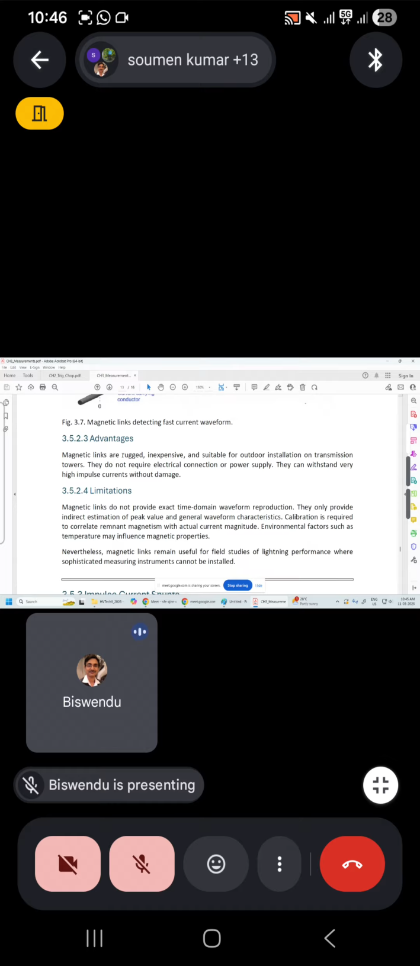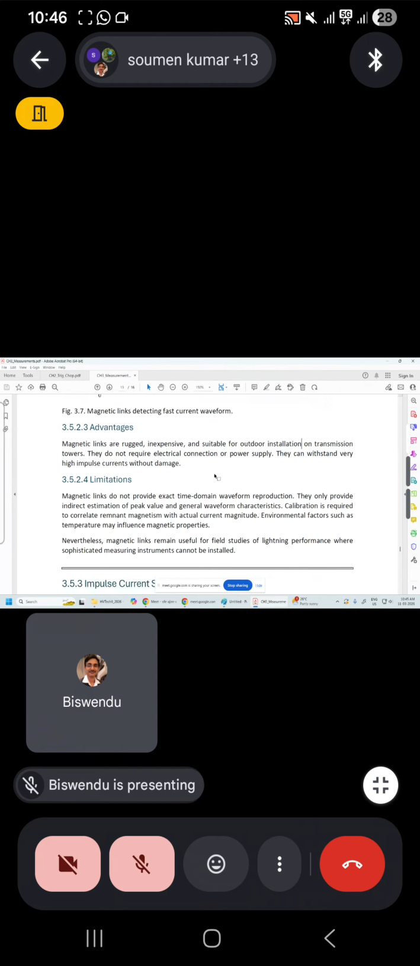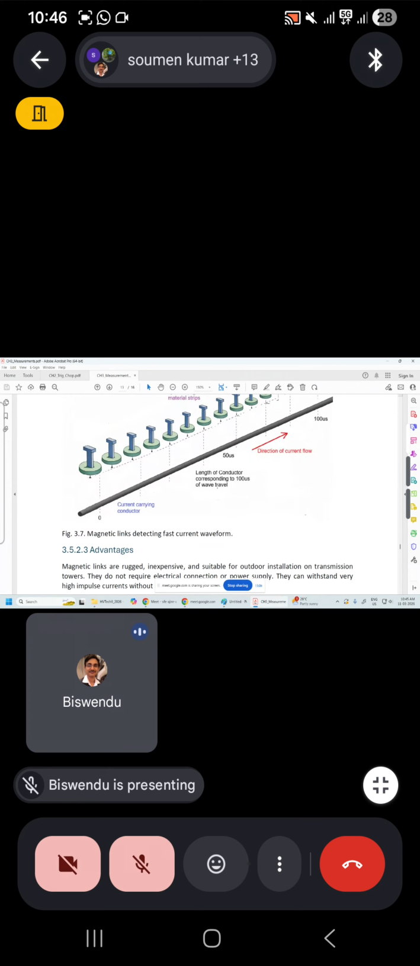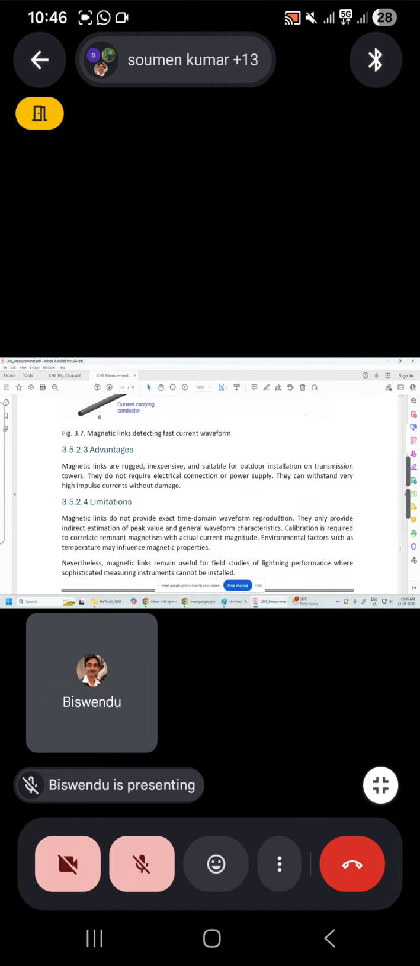Advantage, this is rugged structure, inexpensive, suitable for outdoor installation. They do not require electrical connection or power supply, only the main current. They can withstand very high impulse current without damage. But the limitation, exact time domain waveform is not possible. You can approximate, but you can think this is a very crude method, and exact data is not possible.